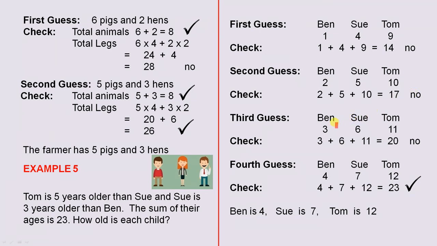The third guess, Ben is 3. Sue is 6 and Tom is 11. When you add those up you get 20. That's not what the problem is asking. The fourth guess, Ben is 4. Sue 7. Tom is 12. When you add those up, you get 23, and that's what the problem is asking. So Ben is 4, Sue is 7, and Tom is 12.